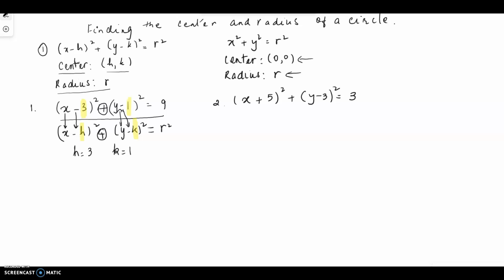Now r² is 9. r is the radius. So r² and 9 can be written as 3², in which case r can be matched with 3. We are just doing some pattern recognition here to find the radius and the center. So the coordinates of the center are (3, 1), and the radius of the circle is 3. Let's do the same thing here.